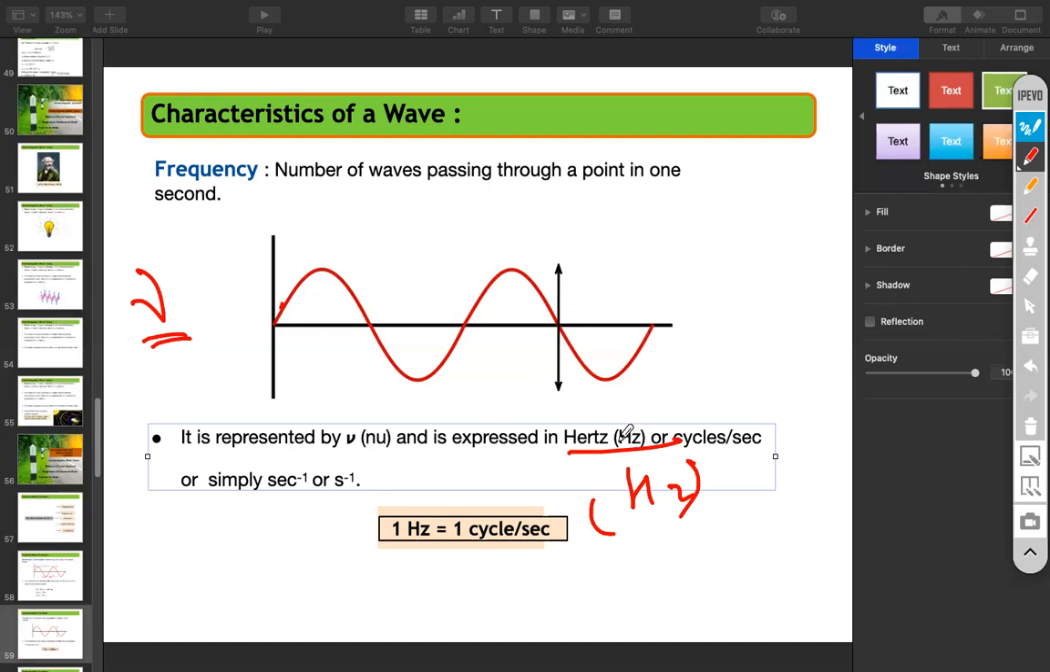So it is represented by hertz and it is the number of cycles per unit second. So per second is the unit. Okay. So 1 hertz is 1 cycle per second. If the frequency is 5 hertz, this means 5 cycles per second. Is it clear to everyone? Yes, I am moving to the next thing.